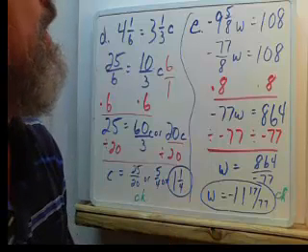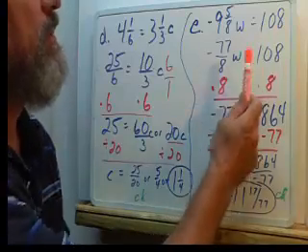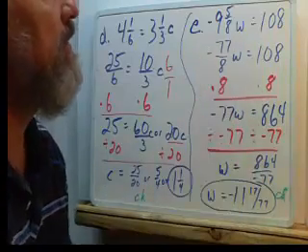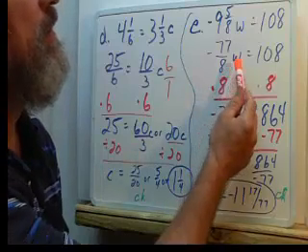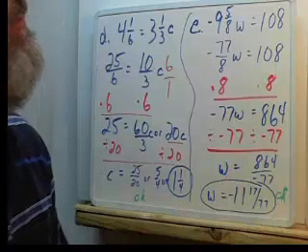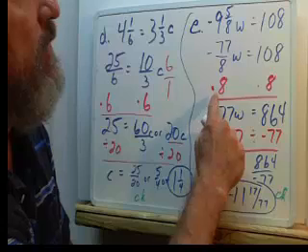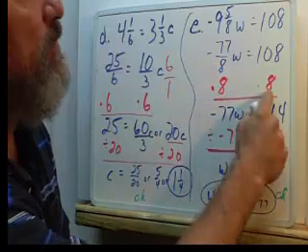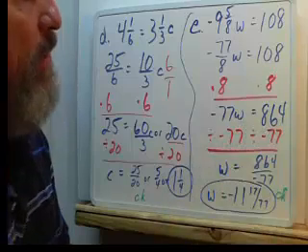Letter E, -9 5/8 W equals 108. We're going to turn this into an improper fraction. -77 over 8 W equals 108. So in this case, we're going to multiply both sides by 8. We get -77W equals 864.